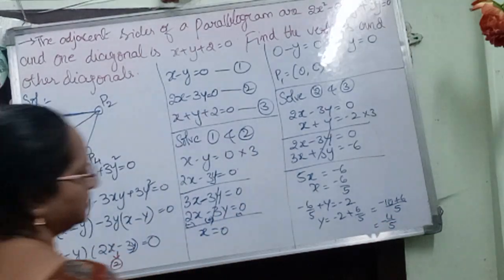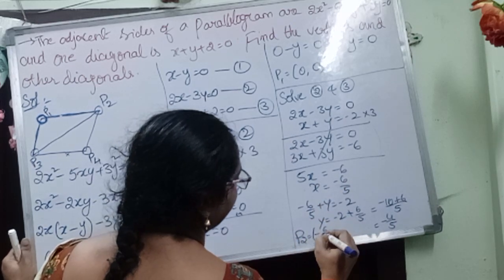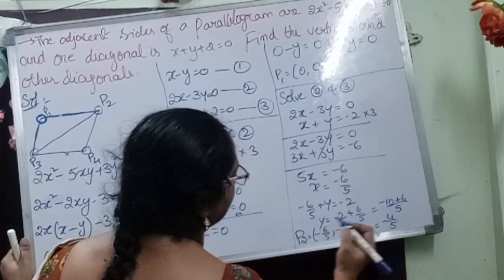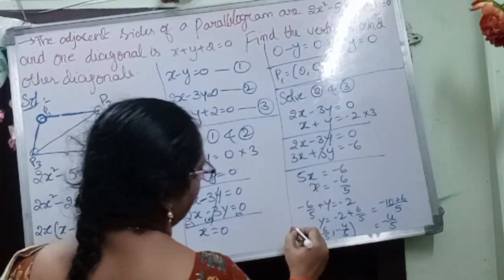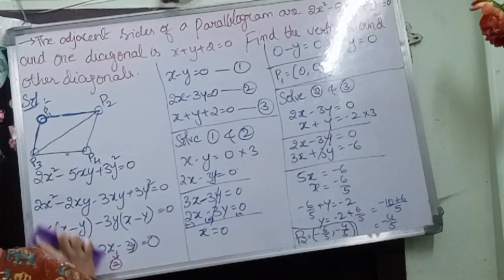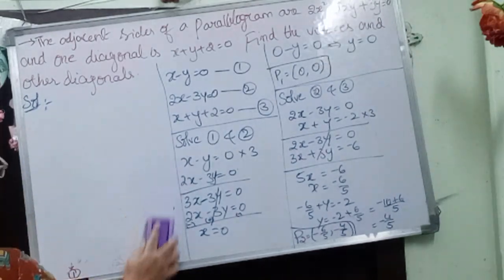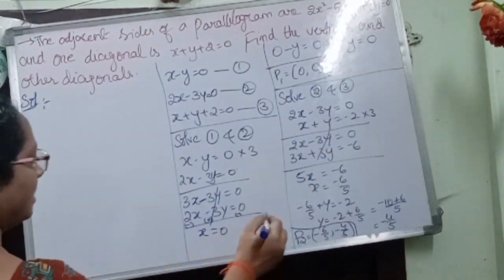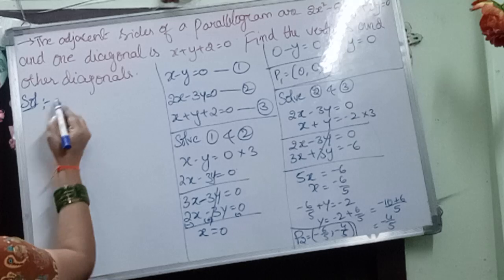So what is P2? P2 is x = -6/5 and y = -4/5. This is point 1 and this is point 2. So we got two points. One more point we have to find, so these two must be solved.